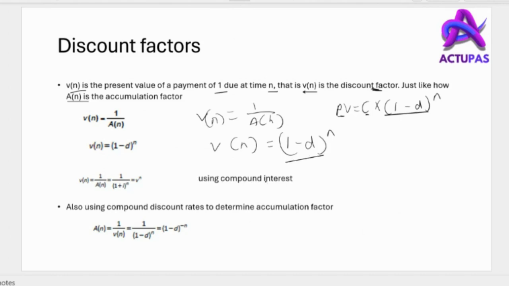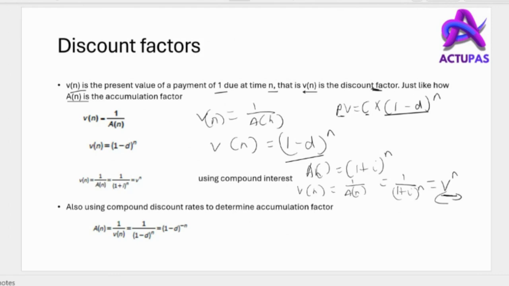And using compound interest, we already know that An is equal to (1 plus i) to the power n. So if Vn is equal to 1 over An, it implies that Vn is 1 over (1 plus i) to the power n. If you remember, we've talked about Vn being 1 over (1 plus i) to the power n. So Vn is just the discounting factor.